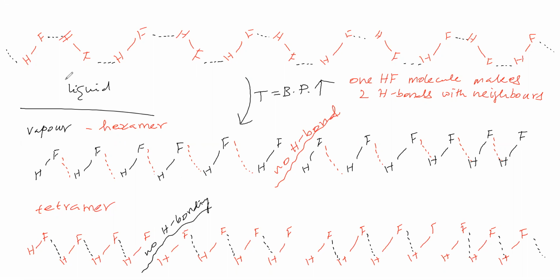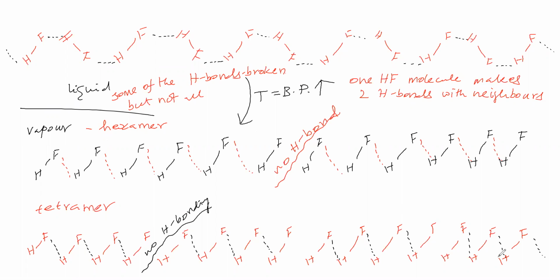That means when you are converting liquid into vapor, some of the hydrogen bonds should be broken, but not all the hydrogen bonds. We have to break some of the hydrogen bonds. We need not break all the hydrogen bonds. Okay, so some of the hydrogen bonds we have to break, then this HF liquid is converting into HF vapor.